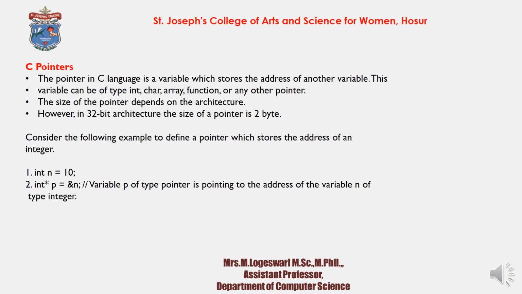The size of pointers depends on the architecture. In a 32-bit architecture, the size of a pointer is 2 bytes. For example, we define int n = 10. The next statement is int *p = &n. The value of p, which is of pointer type, is pointing to the address of variable n. Okay, this is the example for pointers.